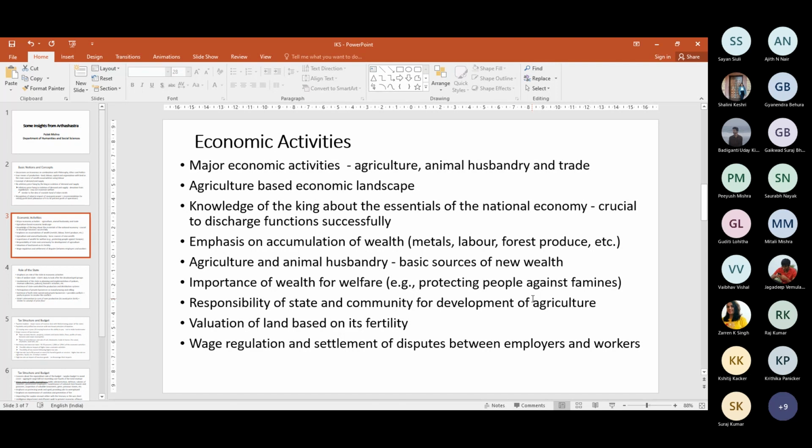So the insights we get from Arthashastra and what we see in practice today, we see some degree of similarity, be it in terms of emphasis on wealth accumulation, be it in respect of using wealth for welfare of people, be it in respect of recognizing the role of the state and the community in the development process, be it in respect of regulating wage and settling disputes when there are conflicts between the employers and the workers. Even in today's context also, we see how the disputes are resolved through negotiations between the management and the trade union and other agents like the government.